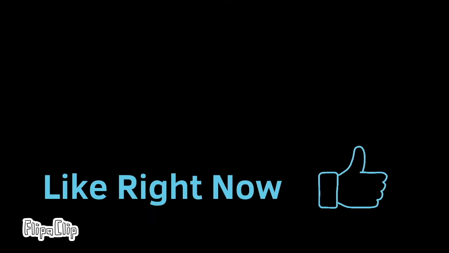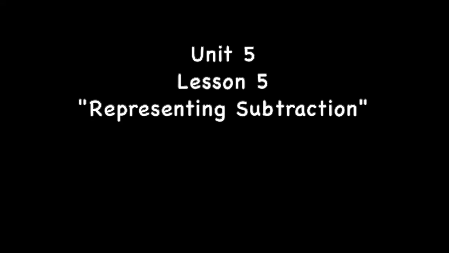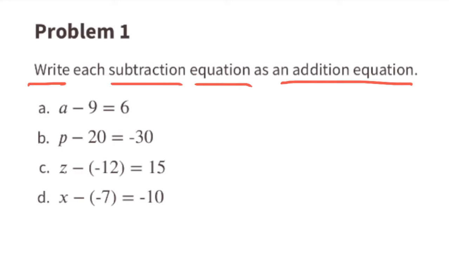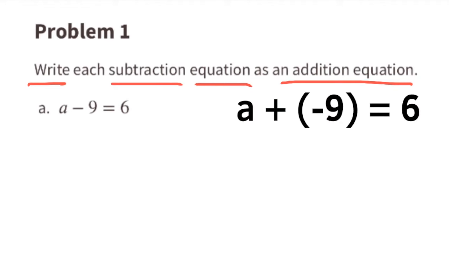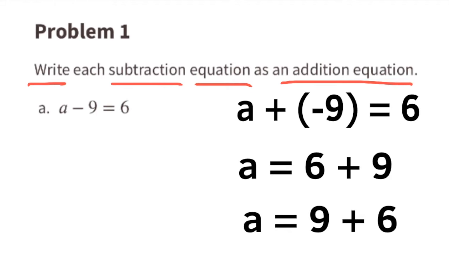7th grade Open Up Resources Illustrative Mathematics, Unit 5, Lesson 5, representing subtraction. Problem number 1. Write each subtraction equation as an addition equation. A, A minus 9 equals 6. We can rewrite that as A plus minus 9 equals 6. A equals 6 plus 9, or A equals 9 plus 6.